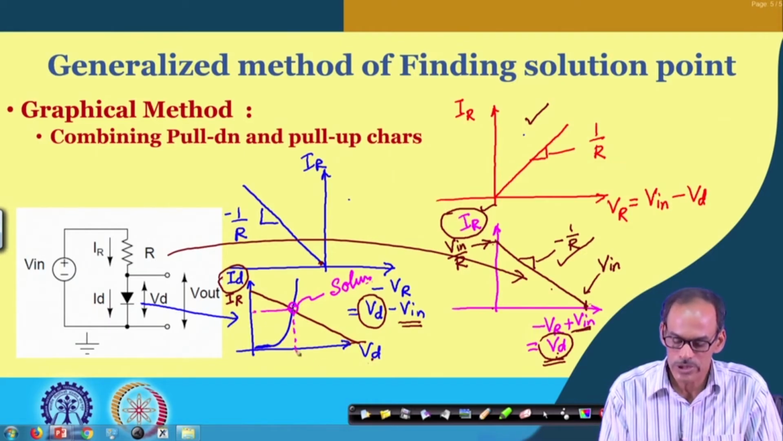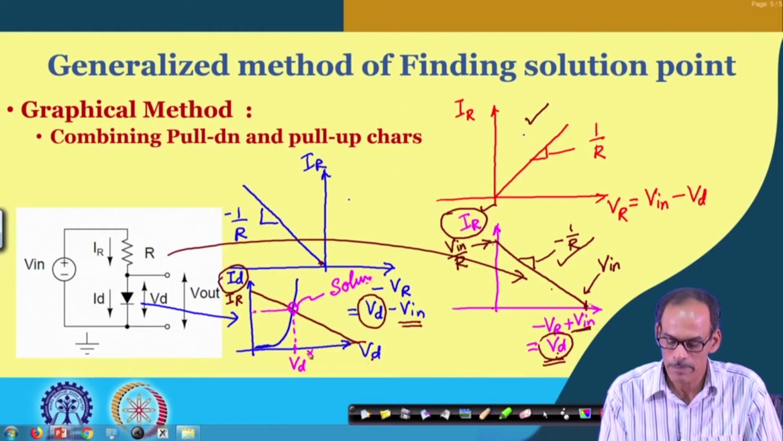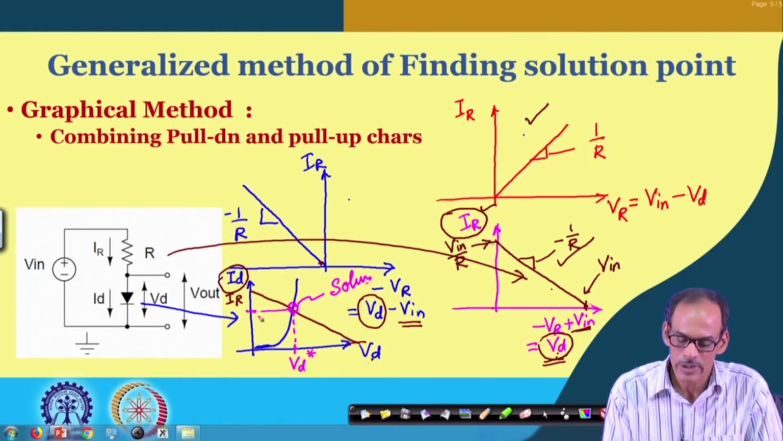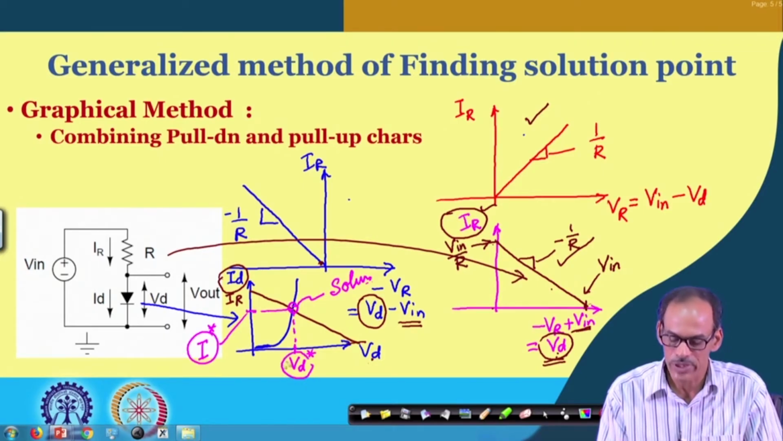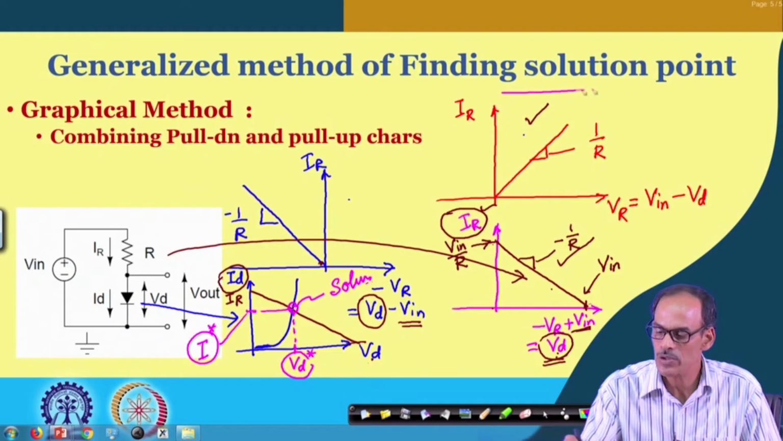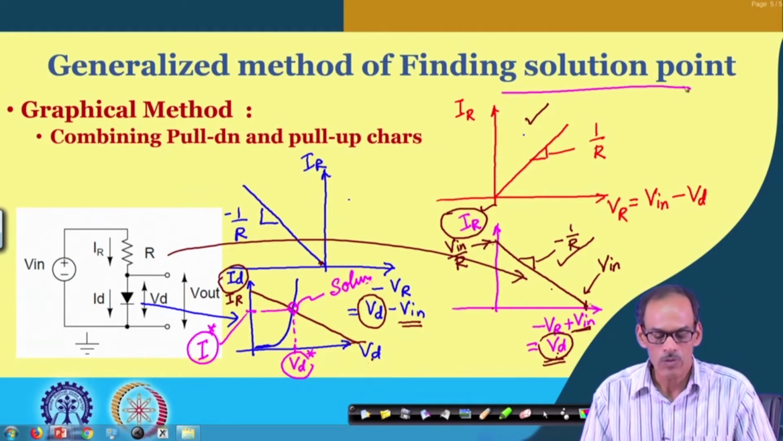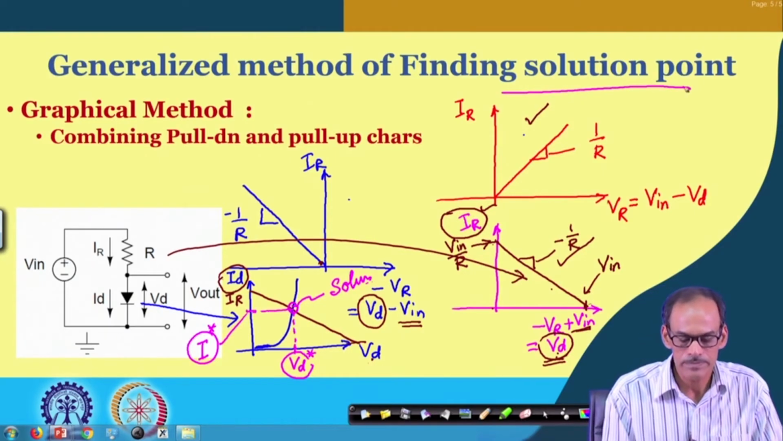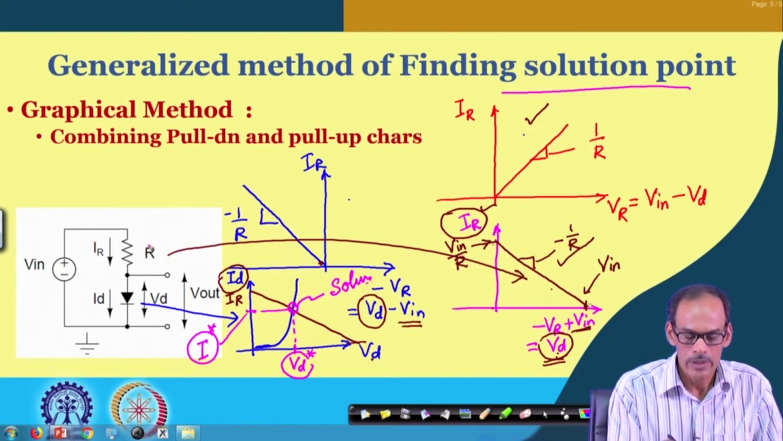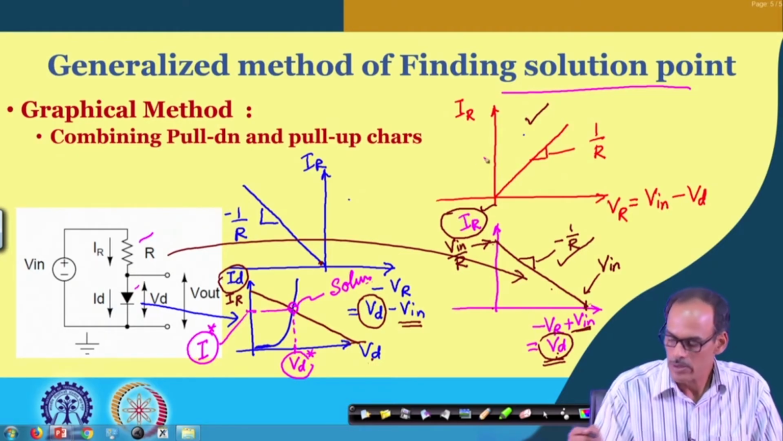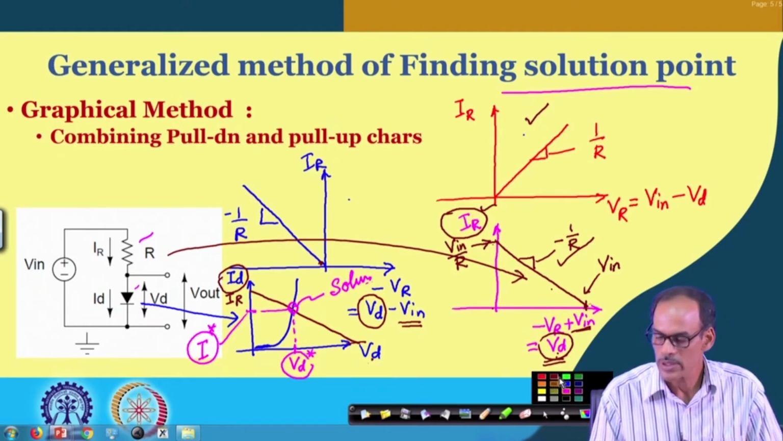So, corresponding to this point, whatever the voltage you are getting, you may call it V d star, and this is I star, either I d star or I r star. So, this current and this voltage are nothing but the solution we are looking for. So, pictorially what we have done for the nonlinear circuit is overlaying the pull up and pull down characteristic curve, but only after this nice rearrangement.